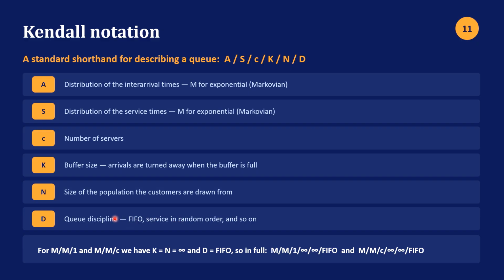There's different possibilities. So for the two we looked at, M/M/1 and M/M/C, if you wanted to do the full expansion here, the first three are right, and then you would have the buffer size is infinite. We didn't limit that. We didn't limit the population, so that's effectively infinite. So these two are infinite, and then we were assuming first in, first out. So this would be the full Kendall notation for M/M/1 and M/M/C queues.